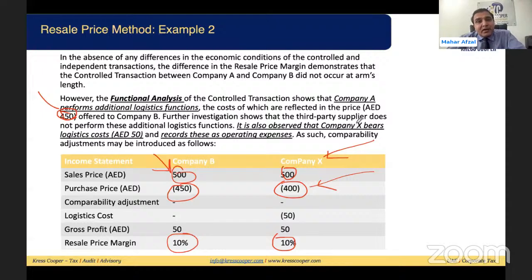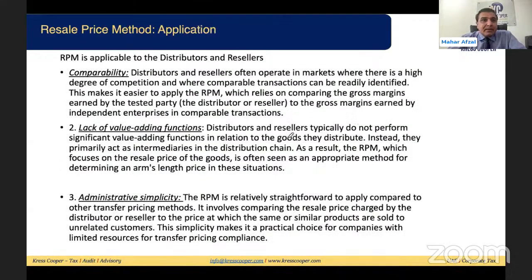So this is another method. Here we can apply the resale price method. The objective of this example is basically to highlight the functional analysis. But the previous example that we discussed was the method of how to calculate the resale price in the RPM method. So where is it applicable?